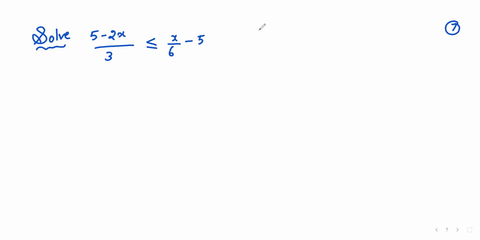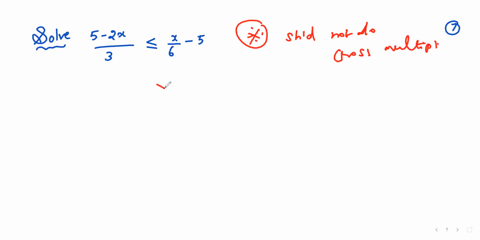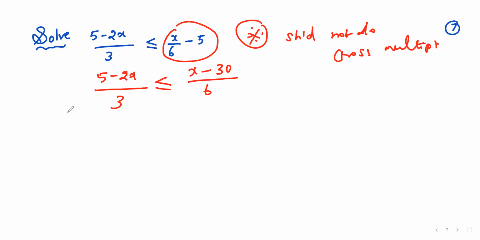Okay, here is a very important golden rule: you should not do cross multiplication. Never, don't do that. Then what we have to do? This 6 is common. So x minus 30, this is 5 minus 2x divided by 3. Both sides you have to multiply by 6.